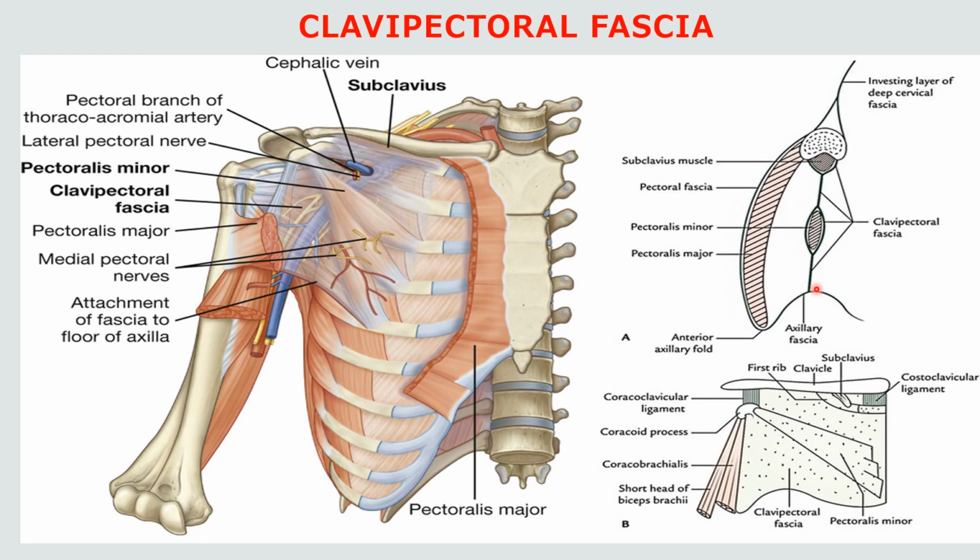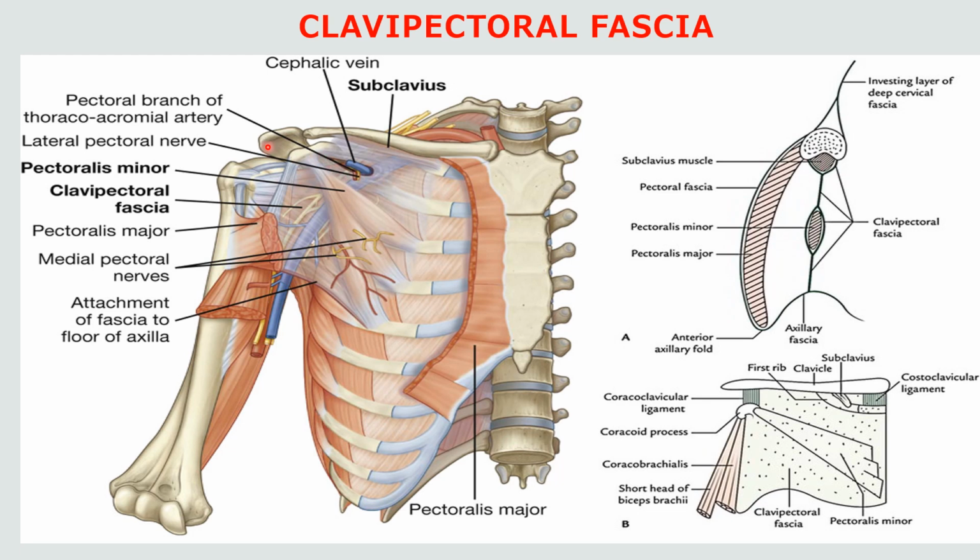So we will see the attachments of the clavipectoral fascia. Medially, it fuses with the intercostal membrane of the upper two spaces. For example, this is one space and this is the other intercostal space. So medially, it fuses with the anterior intercostal membrane of the upper two intercostal spaces.